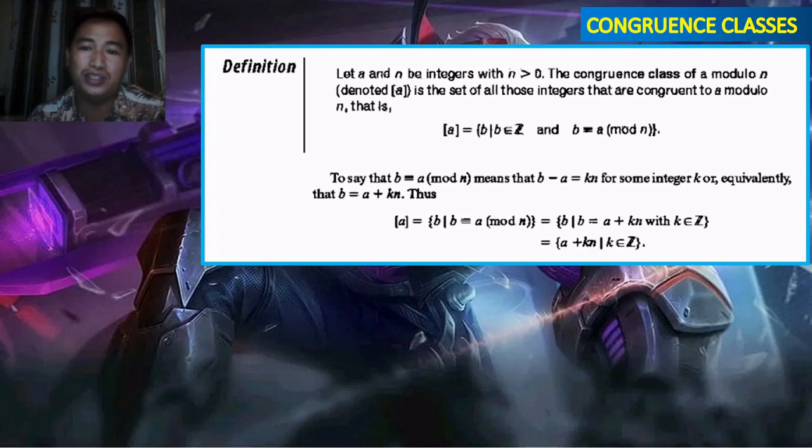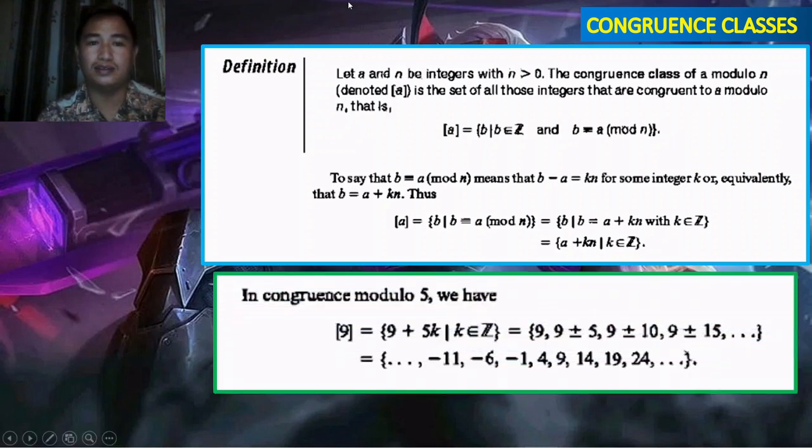Okay. Next definition. Let A and N be integers with N greater than 0. The congruence class of A modulo N, denoted by A inside brackets, is the set of all integers that are congruent to A modulo N. Those elements are the ones congruent to A. So this is the set containing B such that B is an element of Z and B is congruent to A mod N.